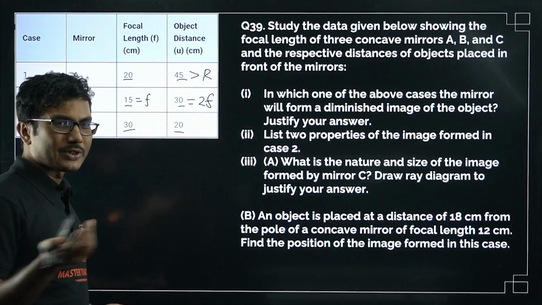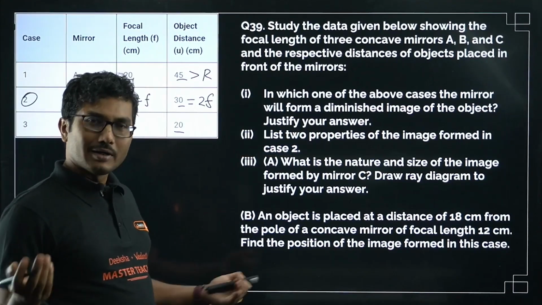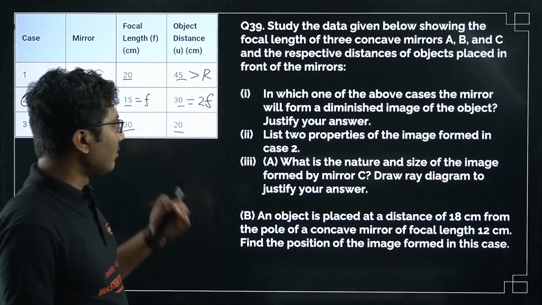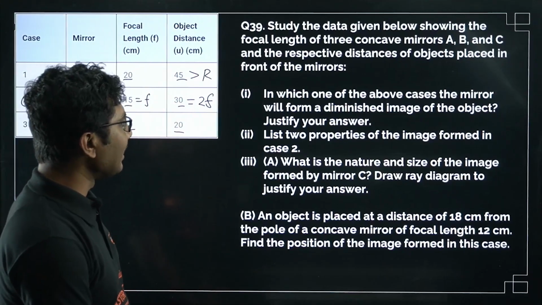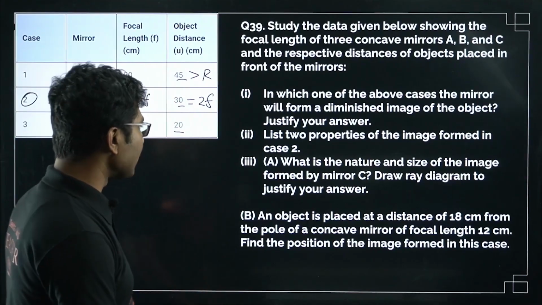It does not take too much time to write it, right? Real and inverted. So that is the second point. Now question number 3, what is the nature and size of the image formed by the mirror C? Draw a diagram to justify your answer.